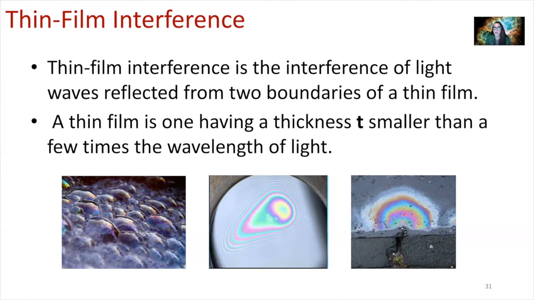So what's happening in thin film interference is that you're going to have light that gets reflected off the top surface of that film, light that gets reflected from the bottom surface of that film, and then both of those reflected lights interfere constructively or destructively in order to produce this pattern that we see.